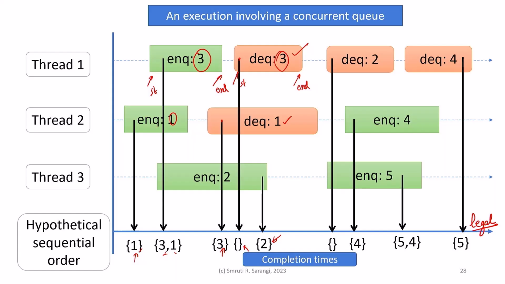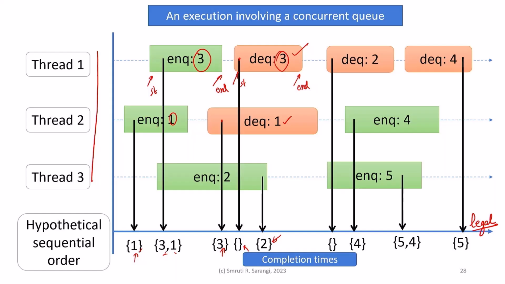And then if this sequential order is legal, then I will say that a parallel execution, which is the one on top, so this is your parallel execution, is equivalent to a legal sequential execution, right? This is how I establish the equivalence.